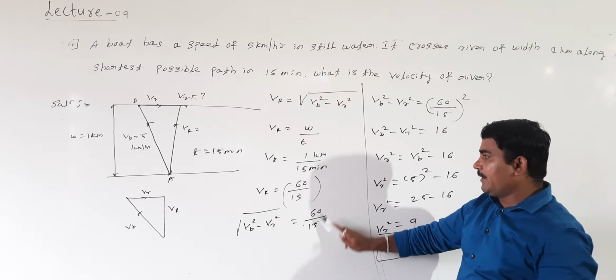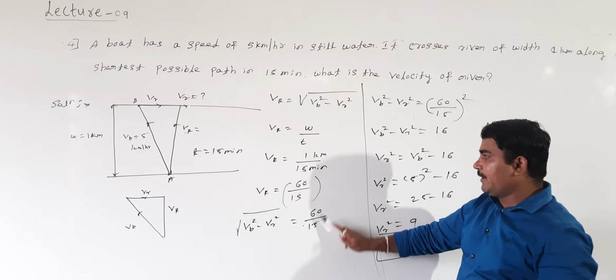Okay, students, one more problem here. A man can swim in still water at 10 km per hour. If he crosses the river in the shortest time, what is the resultant velocity of the swimmer?